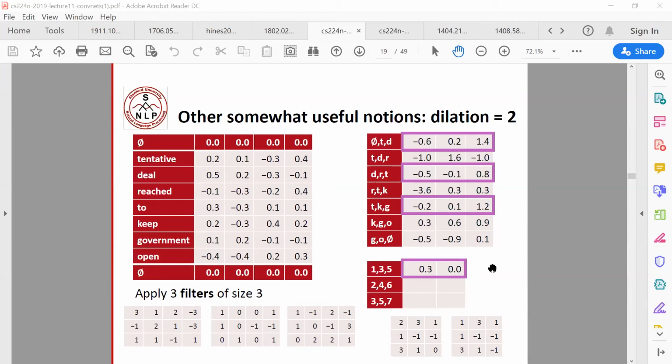So if you have a word that modifies another word that's not just 1 position away, but 2 positions away, or 4 or 5 positions away, then this structure could pick that up.